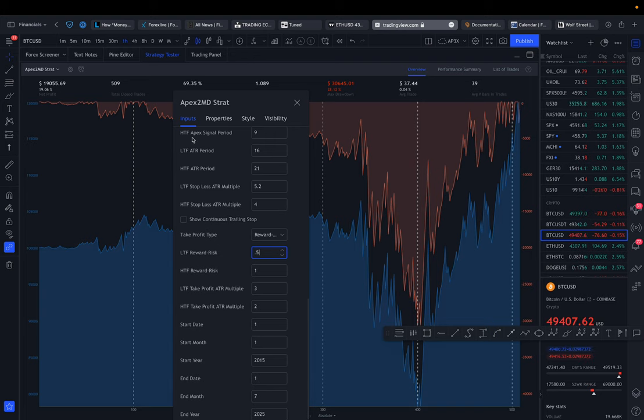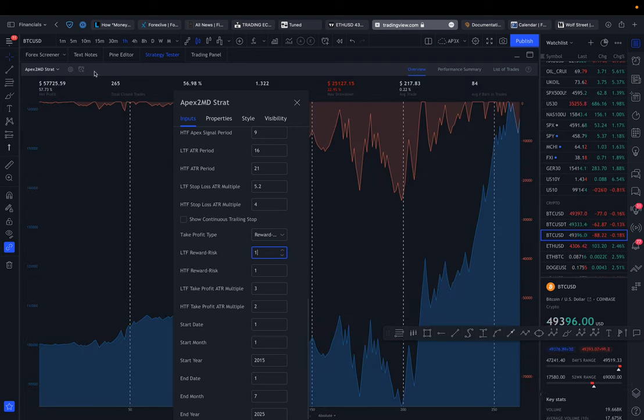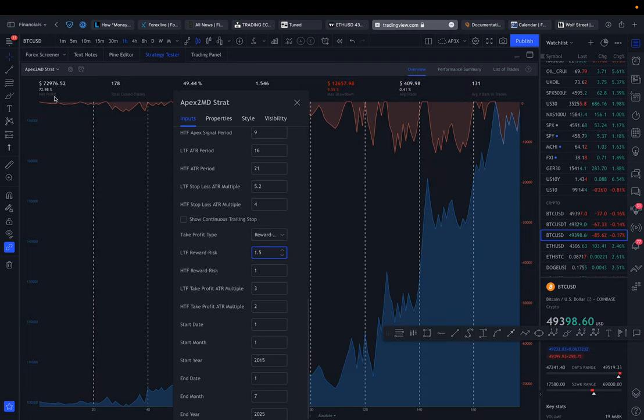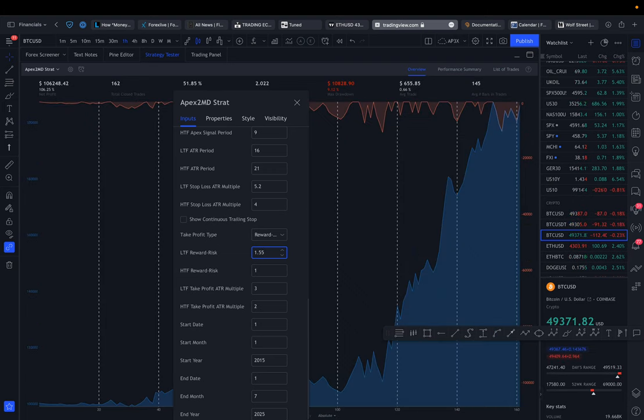Let's see how it goes. Not so good. What about $1 to $1? A little better, right? But you can see if you set it to 1.5, it's even greater than that, and so on and so forth. So you can play around with these risk to reward ratios based on the stop. Basically, whatever the stop is, you have to make at least a minimum of 1-to-1 or whatever value you set.